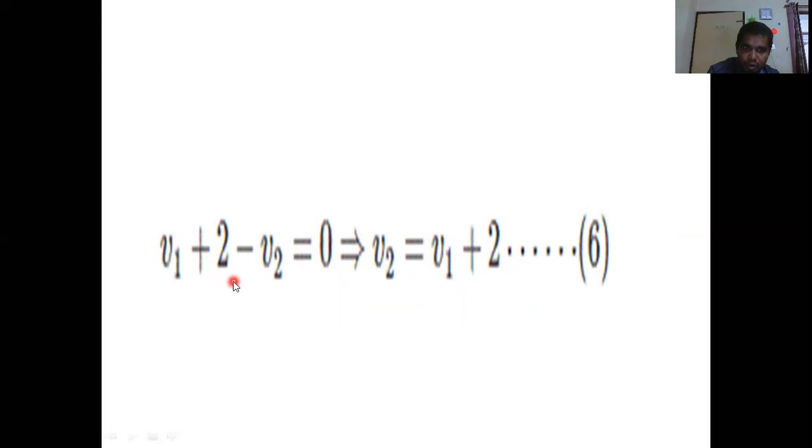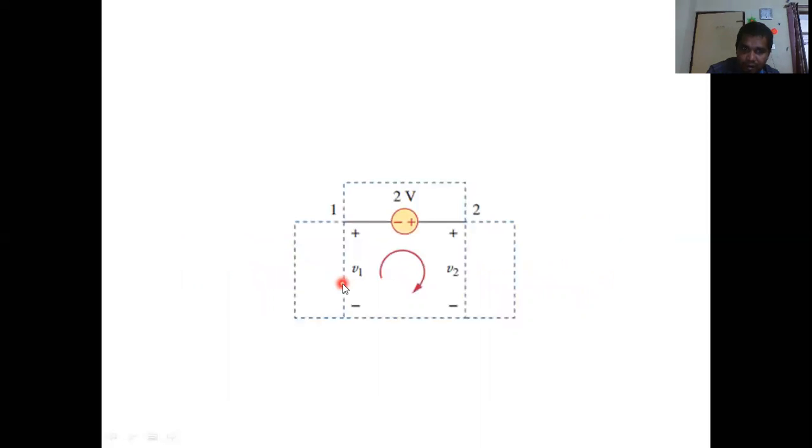V1 plus 2 minus V2 equal to 0, because see here in this loop, actually we have here V1 and here V2. That means V1 voltage here, and the negative is automatically connected to reference. Similarly, V2 positive here and negative connected to reference. That's why here V1, here V2 is written. So it is a closed path for this particular branch, right?